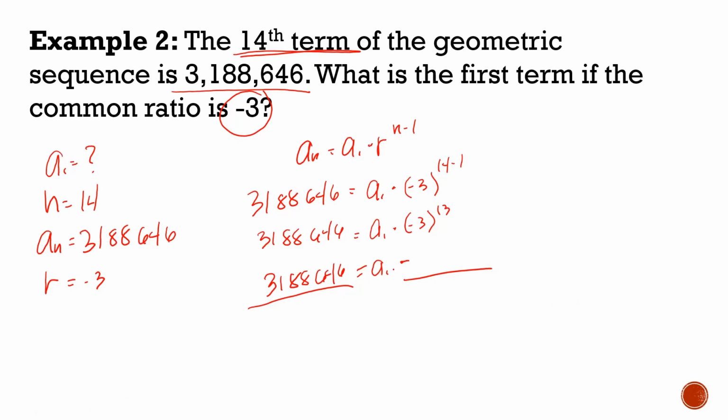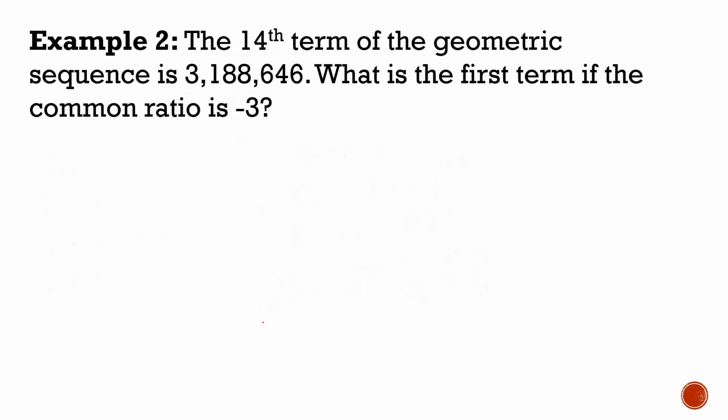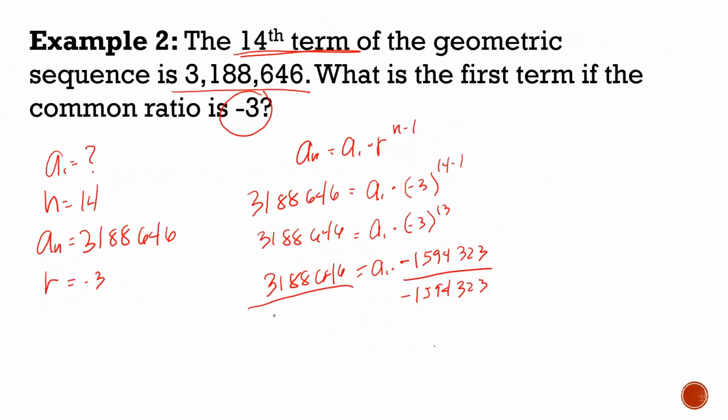That's negative 1,594,323. So a1 times negative 1,594,323. Okay, so we can cross that out. So the answer is negative 2.